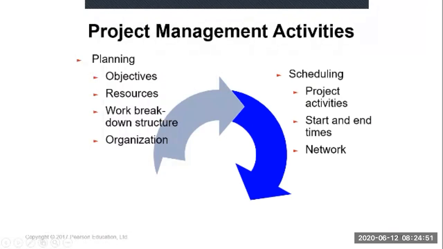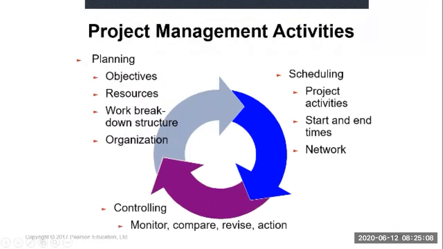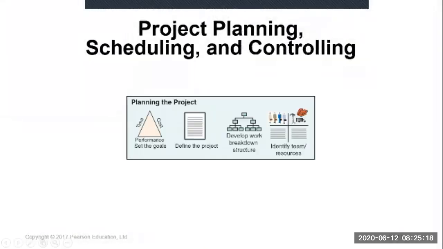In planning you set the objective and resources, and you also have to do the work breakdown structure. You have to break down all the work and activities for each department and each stage in great detail. Then you schedule, and then you control: you monitor, then you revise and take action. So these are the three main activities.